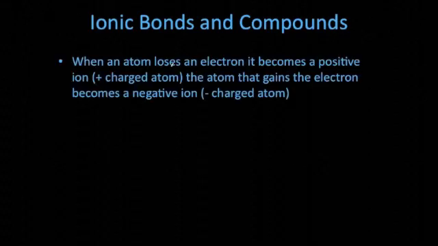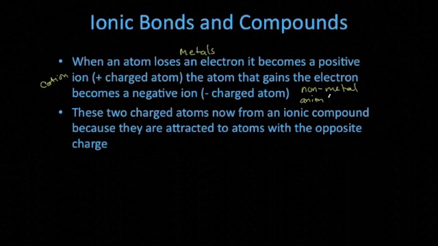Ionic bonds and compounds. When an atom loses an electron, it becomes a positive ion. The atom that gains the electron becomes the negative ion. Atoms that lose electrons are metals, and atoms that gain electrons are nonmetals. So the metals become what we call cations, C-A-T-I-O-N, and nonmetals become what we call anions, negatively charged ions. These two charged atoms form an ionic compound because they're attracted to each other, because they have opposite charges. So the metal gives up the electron and becomes positive. The atom that takes the electron becomes negative. They have opposite charges, and opposite charges attract.